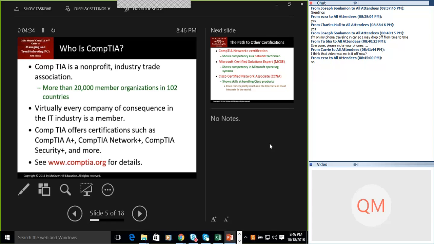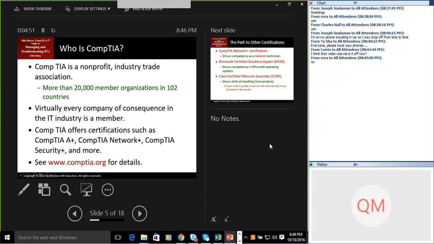So the big 3 or the main 3 foundation-wise for a PC tech would be A plus, Network plus, and Security plus. And then you get into your vendor-specific certifications, which are like the Microsoft MCSE and the Cisco certifications and all of that. Those are geared towards specific vendors.